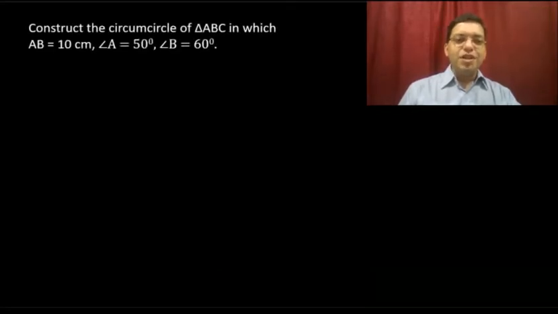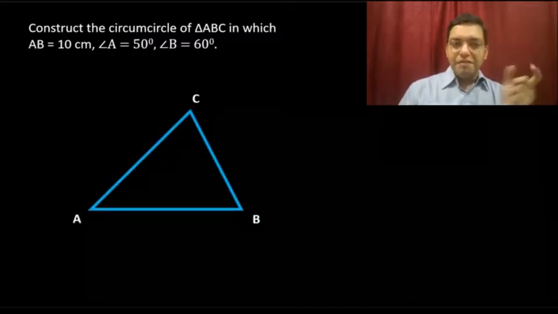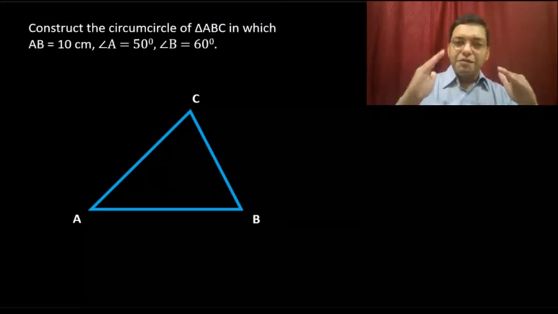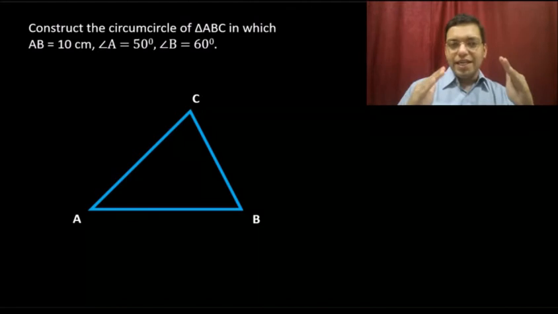Construct the circumcircle of triangle ABC in which AB equals 10 centimeters, angle A is equal to 50 degrees, angle B is equal to 60 degrees. So you should be able to construct this triangle ABC where AB is 10 centimeters and you're given the measure of angle A is 50 degrees and angle B is 60 degrees.